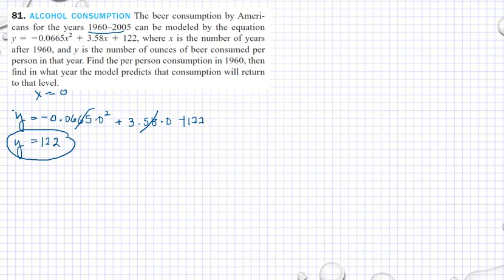That is what they want us to predict: in what year will this return to that level. So if we have 122 is equal to negative 0.0665x squared plus 3.58x plus 122, and I subtract both sides of the equation by 122, then this is 0.